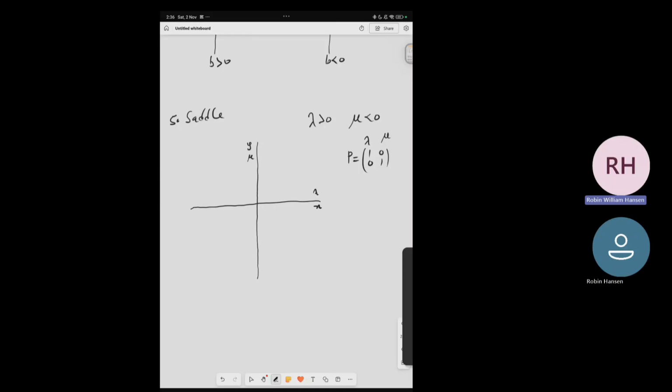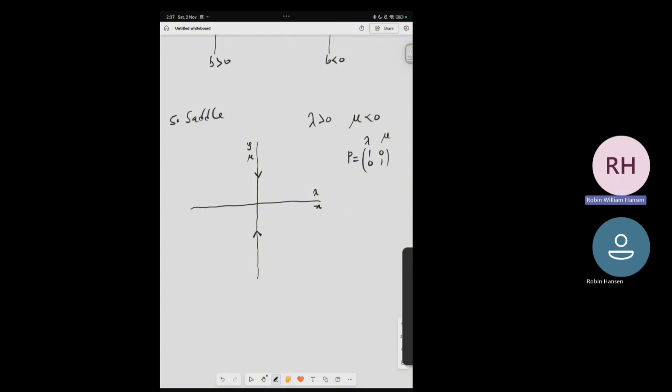Now, lambda is greater than 0, so it's unstable. Mu is less than 0, so it's stable. So mu is on the y-axis. If it's stable, this will be the direction.